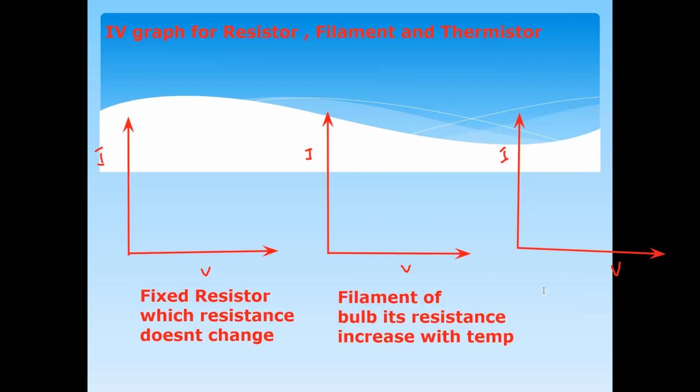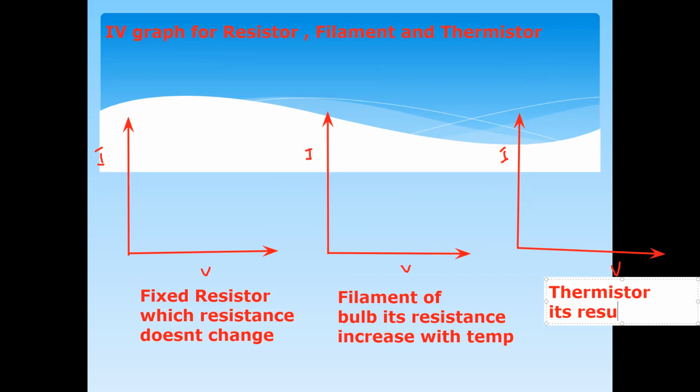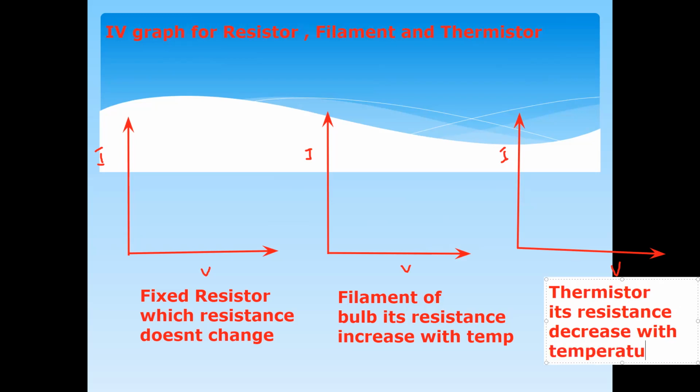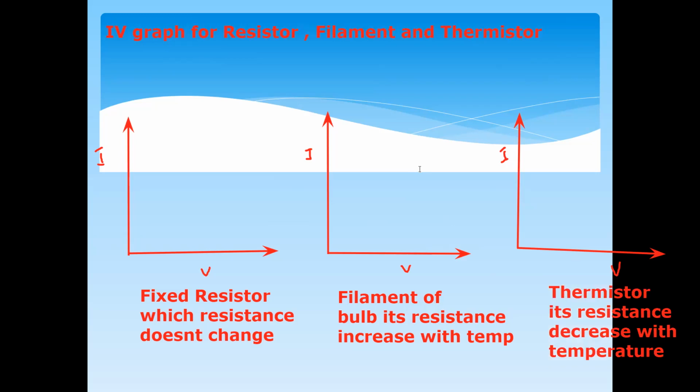And the last one we have is the thermistor. Its resistance decreases with temperature. So as the temperature increases, its resistance decreases. So when we sketch an IV graph for a fixed resistor, it will always be a straight line, because its resistance is not changing.